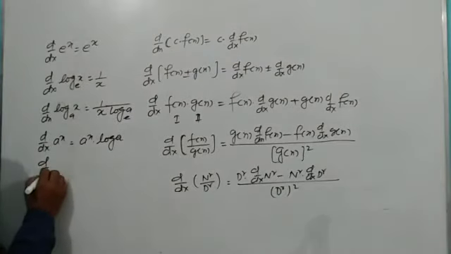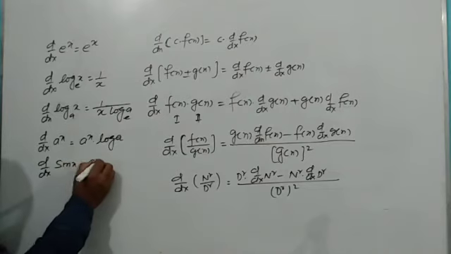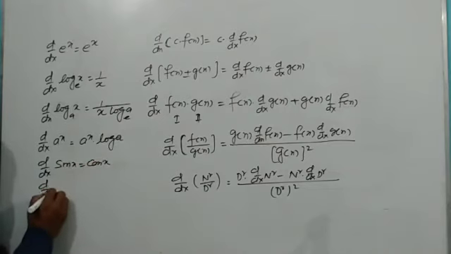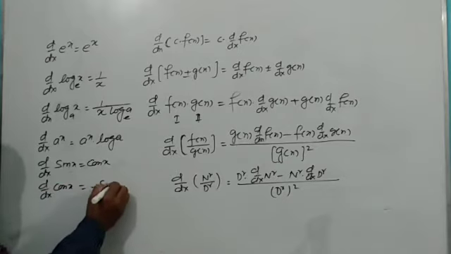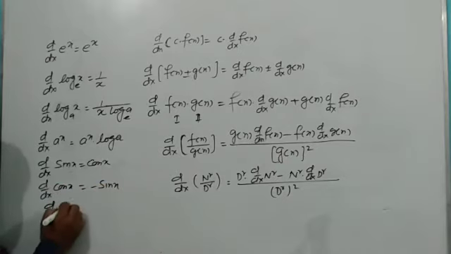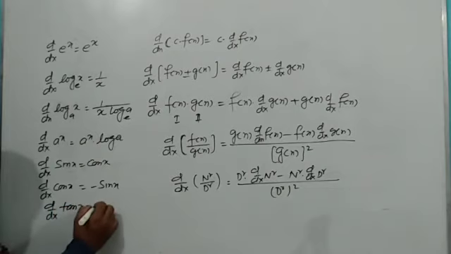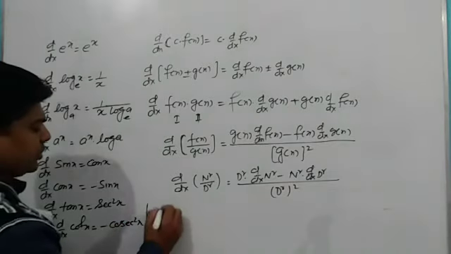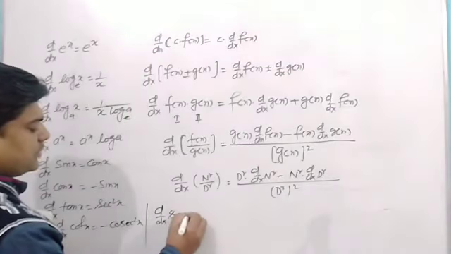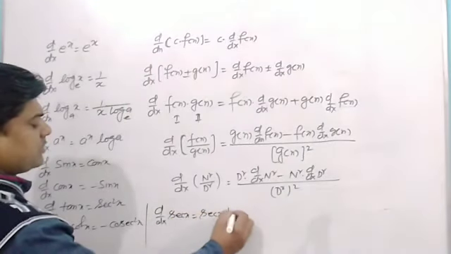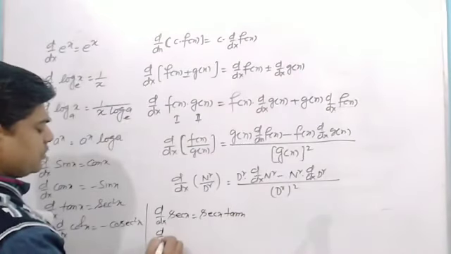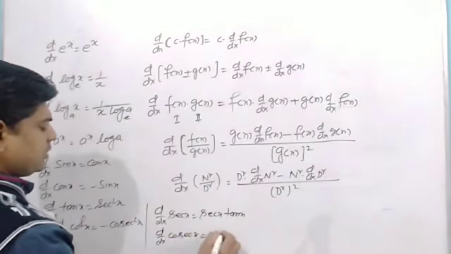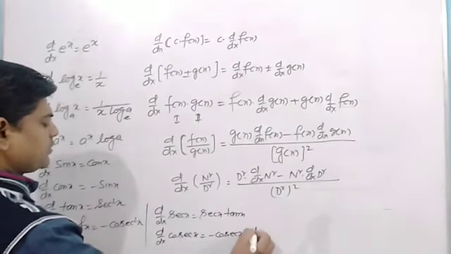If I am having somewhere d/dx of sin x, it can be written as simply cos x. d/dx of cos x, it can be written as minus sin x. d/dx of tan x, it can be written as sec square x. d/dx of cot x, it is minus cosec square x. d/dx of sec x, that can be written as sec x tan x. d/dx of cosec x, it can be written as minus cosec x into cot x.